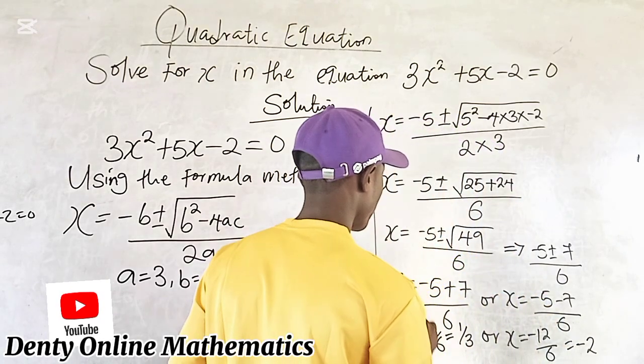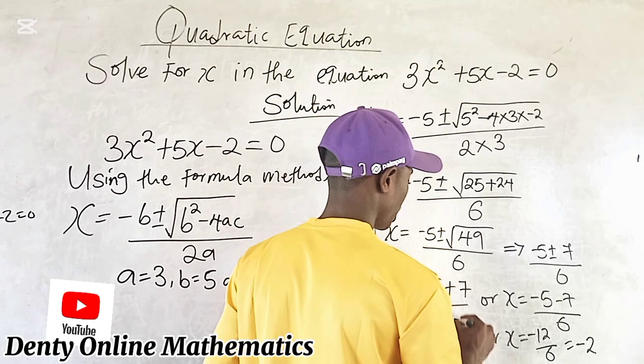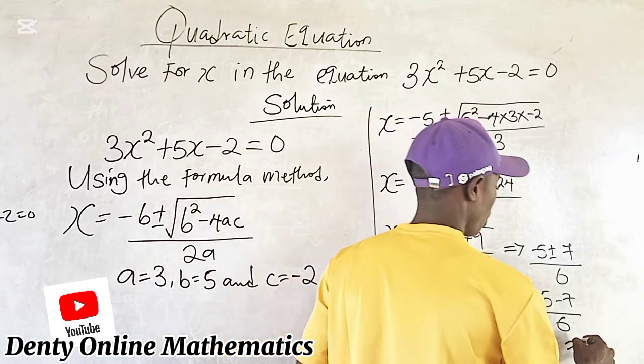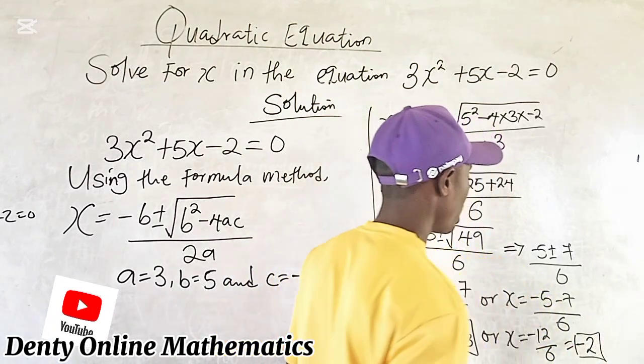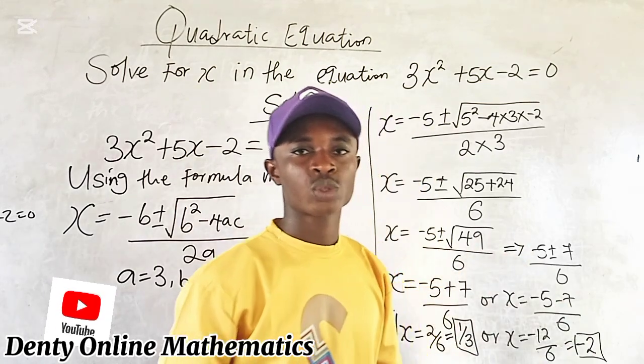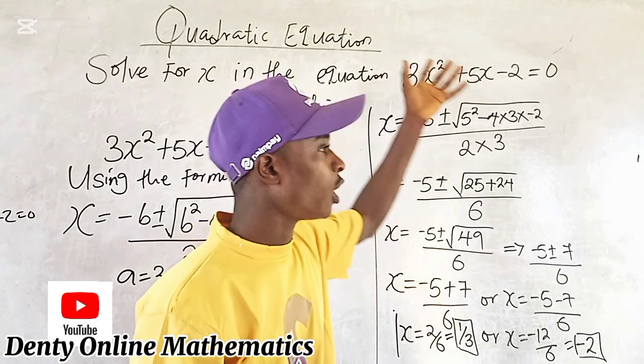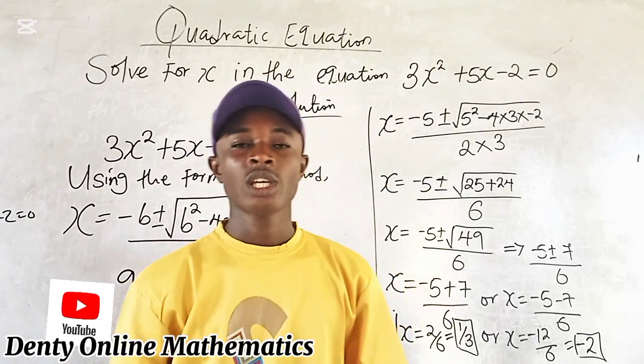So the values of x that will satisfy this equation are 1 over 3 or minus 2. X will be equal to 1 over 3 or x will be equal to minus 2. And that is the root, or that is also the solution of this quadratic equation.